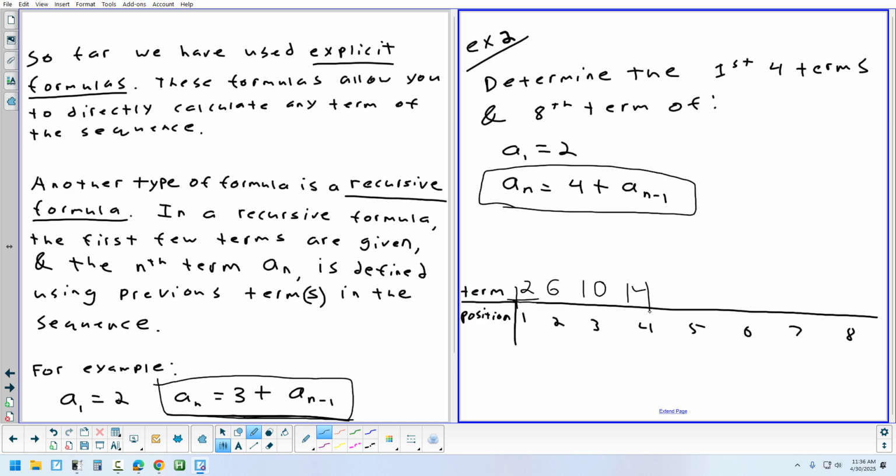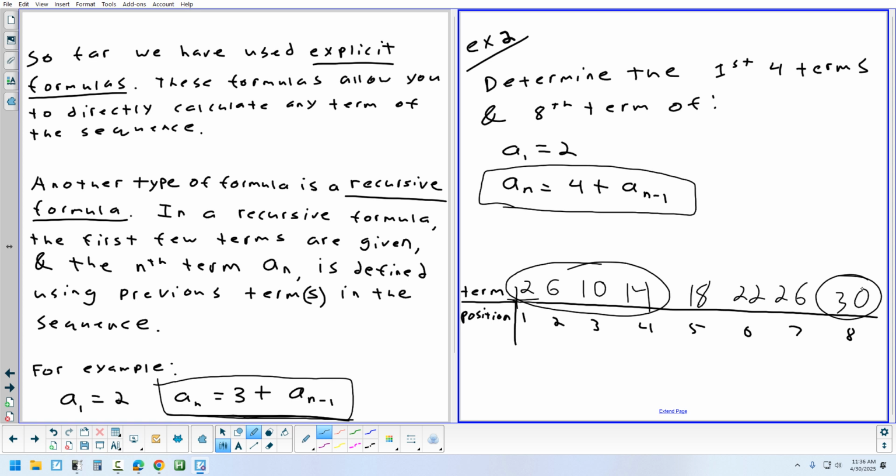So I have to continue this pattern because it's recursive. So they want those, and then this. What would the 5th term be? 18. And the 6th? 22. And the 7th? 26, and the 8th. 30.